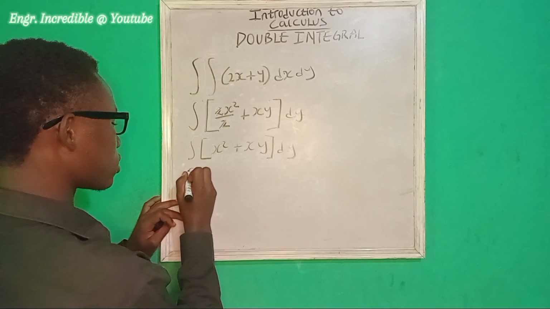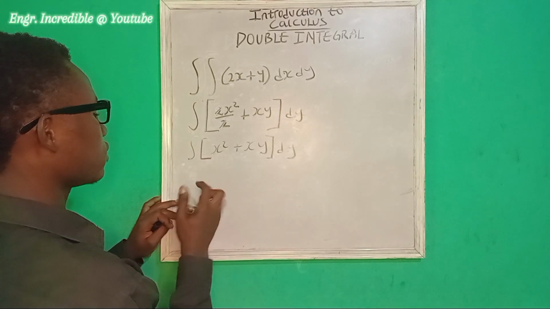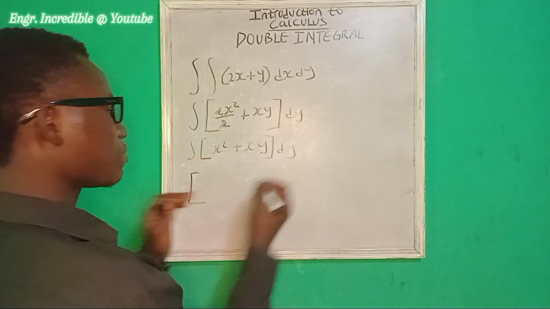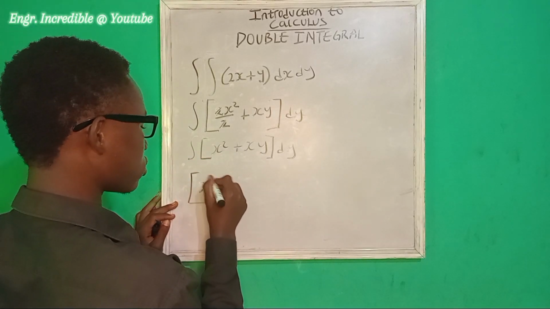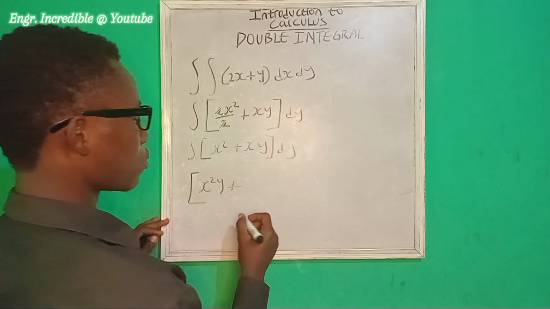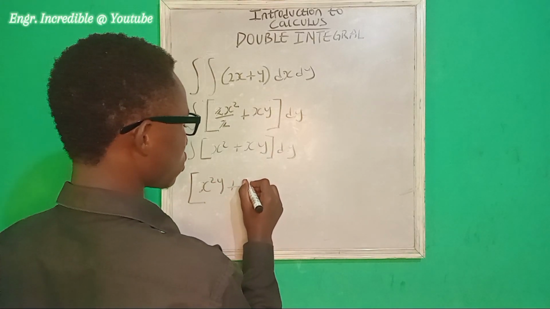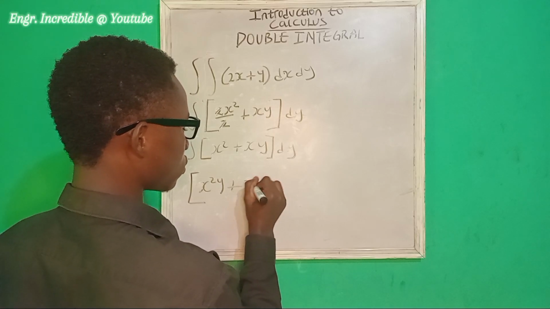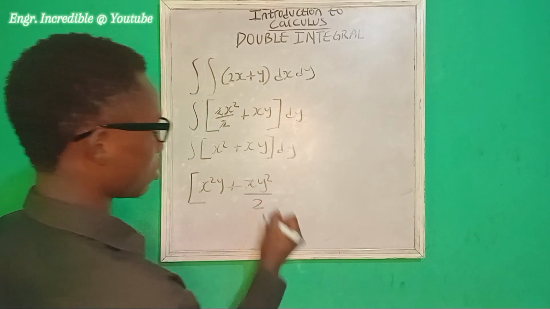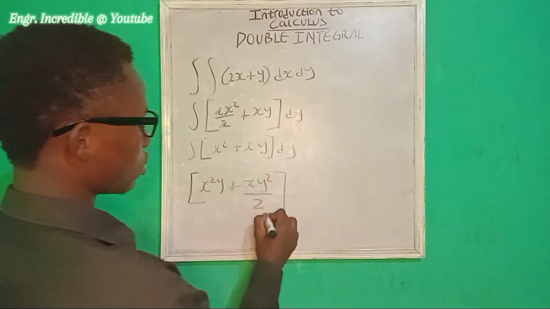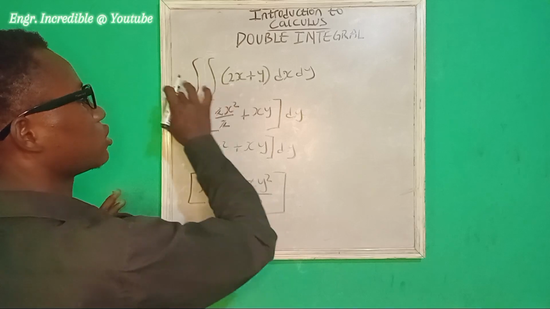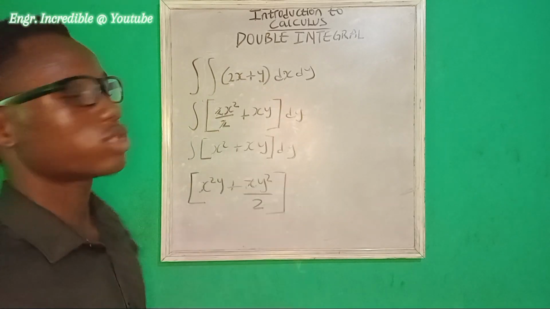So we have it in brackets: the integral of x squared with respect to y is x squared y, then plus the integral of xy with respect to y is x y squared divided by 2. So this right here is our final answer for this double integral.